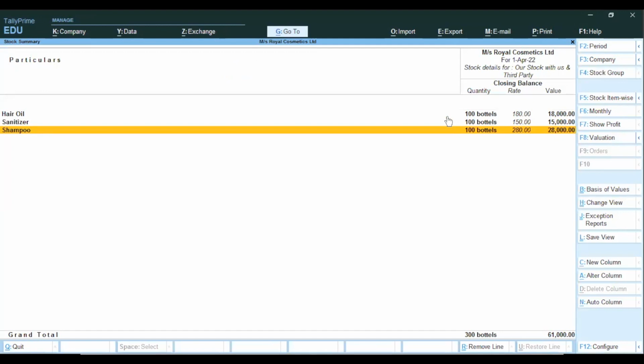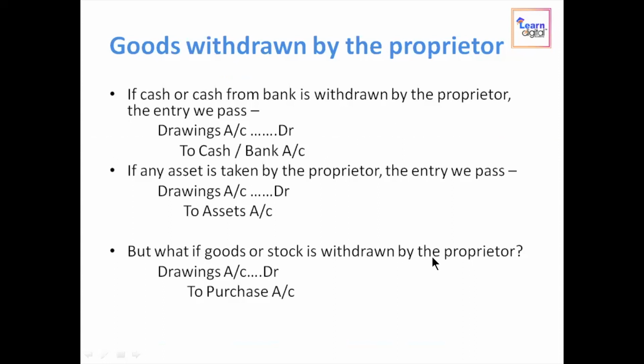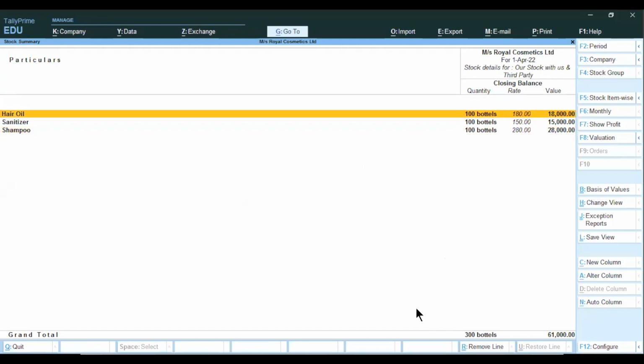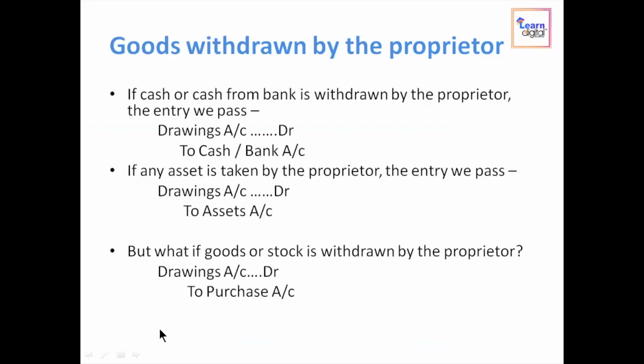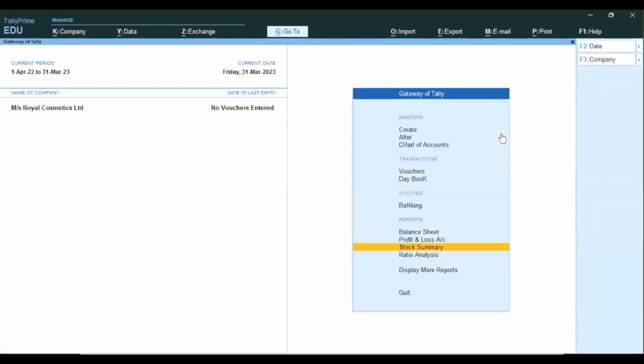Now, the first example is goods withdrawn by the proprietor. Let's assume that we have Parachute hair oil, 100 bottles in our stock, and the proprietor takes away 20 bottles for his personal use. So in that case, what will be our entry? We have to use drawing account debit to purchase account. So 20 bottles at the rate of its cost price, or whatever the opening stock rate we have, that rate will get applied.